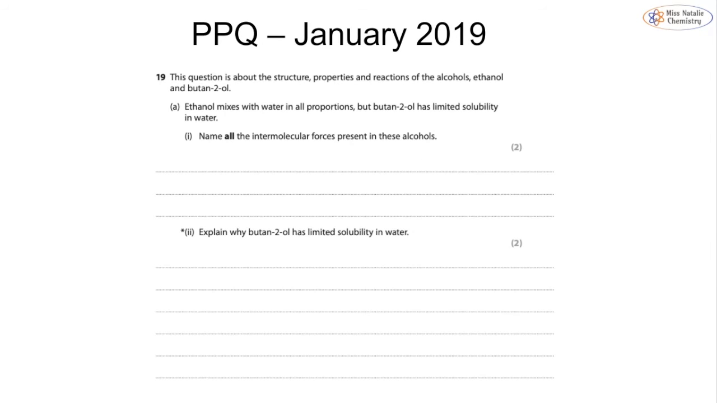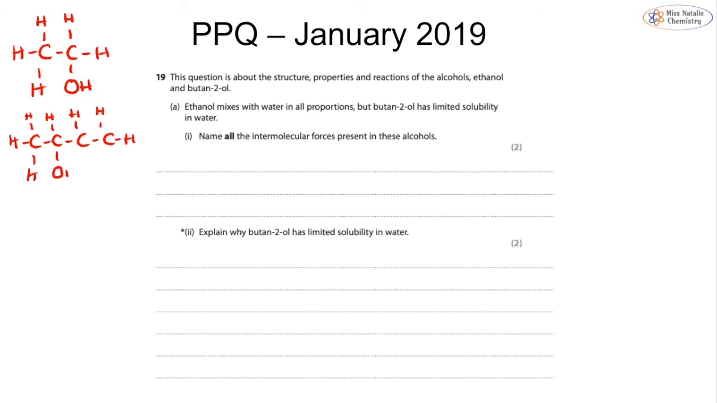So again, sticking with the January 2019 paper, this time going into the written part, the question is about the structure and properties of the alcohols ethanol and butan-2-ol. So we have ethanol, which will look like that, and butan-2-ol, which will look like that. Okay, and we want to think about all of the intermolecular forces that are present in these alcohols.